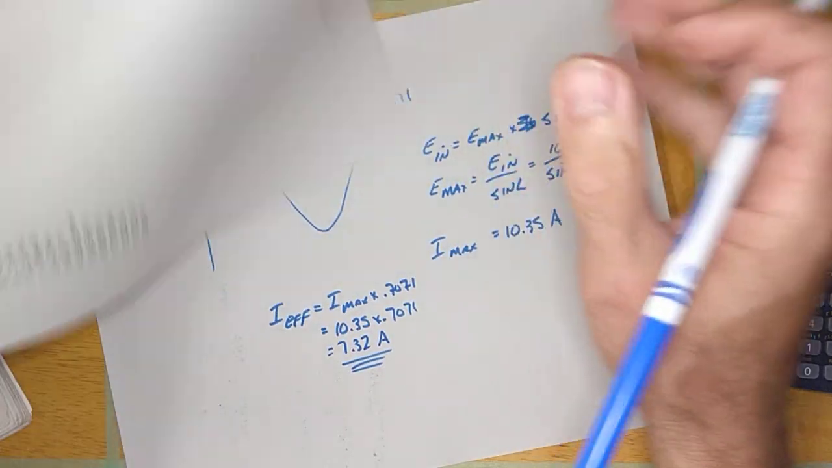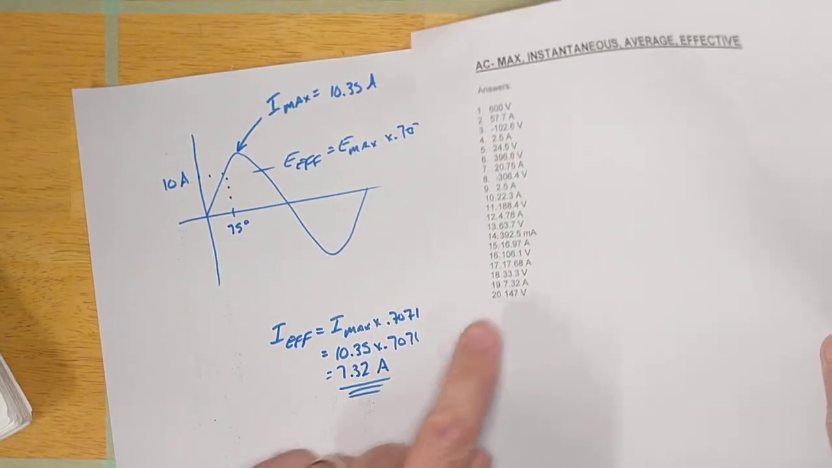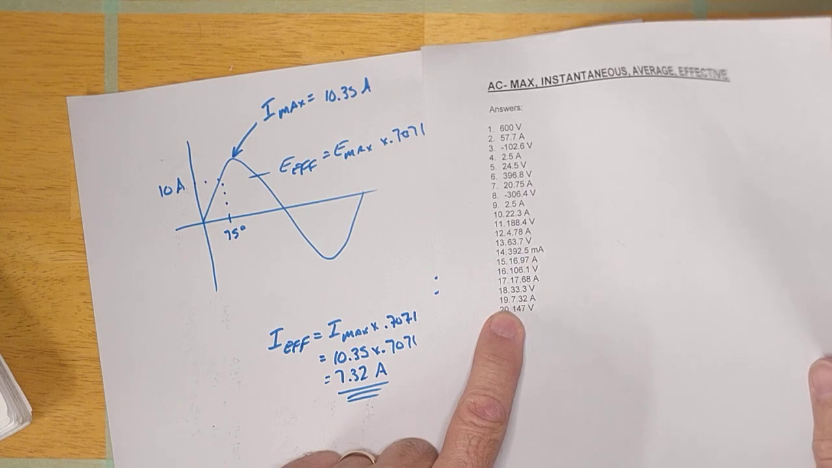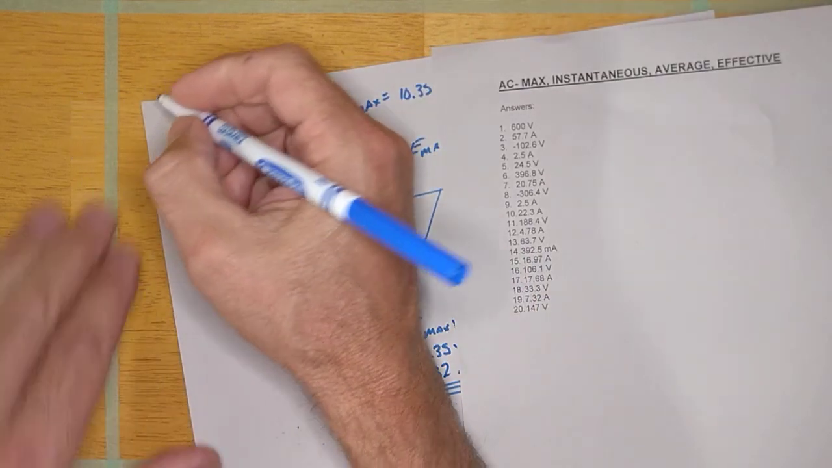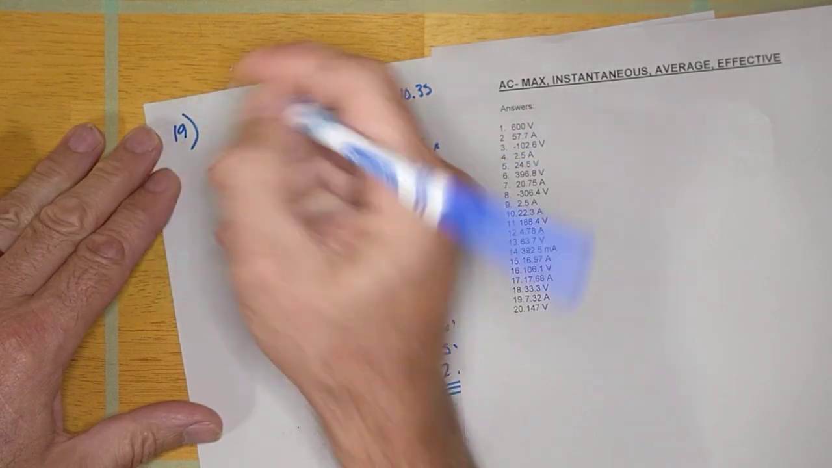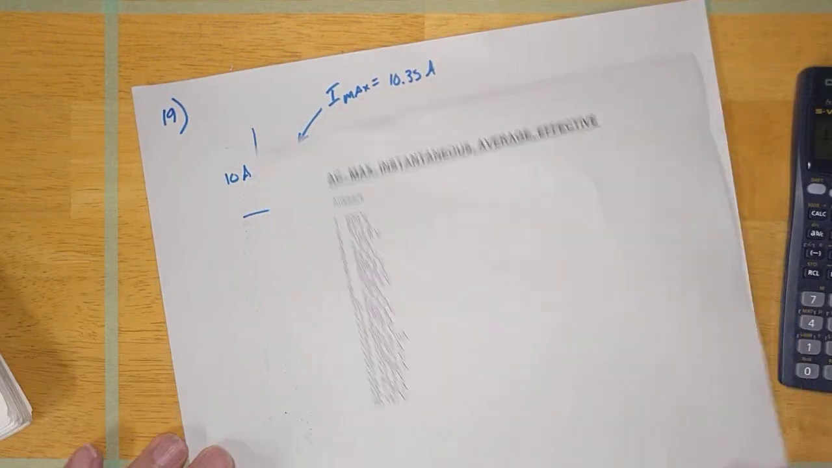I think it'll be all right. Let's see. That was question number 19. 7.32 amps. And it's possible that all this text is too small for you. So this was question 19 right there. Can you see it? Let me know.